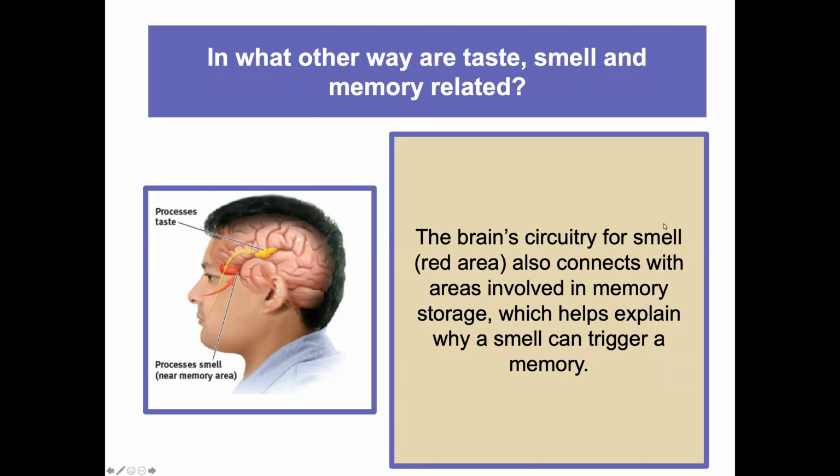So the brain circuitry for smell, that red area right there, also connects with areas involved in memory storage, which helps explain why a smell can trigger a memory. As I was saying, when I smell something, it brings me straight back to being in my Nana's kitchen. This would explain why, because of the brain circuitry and how it's connected with our memory storage.